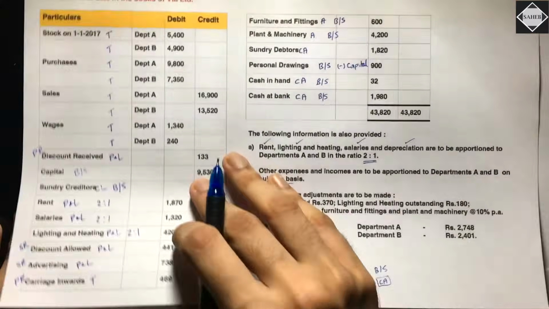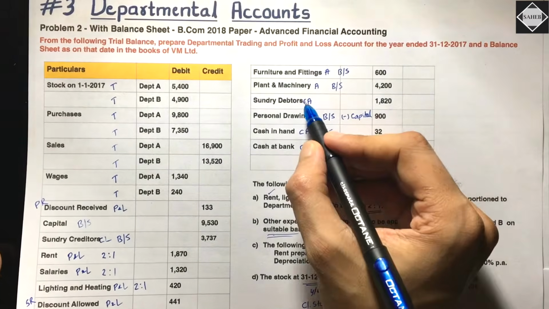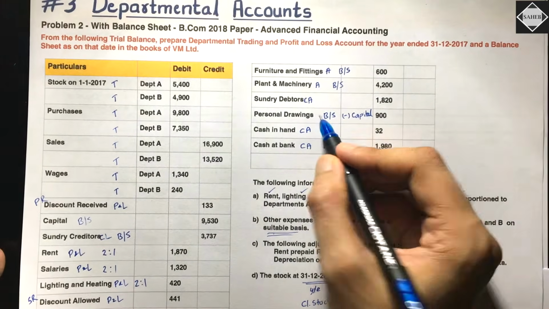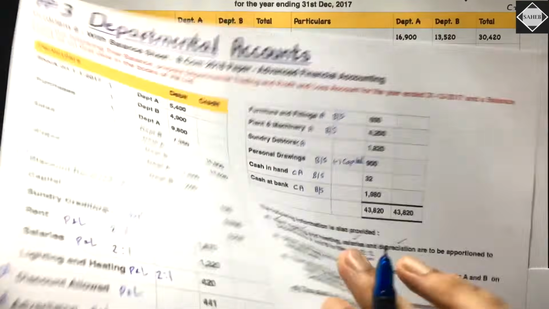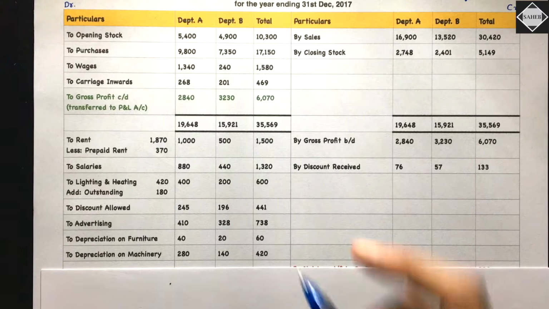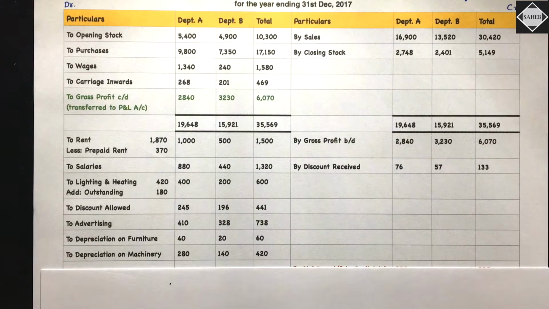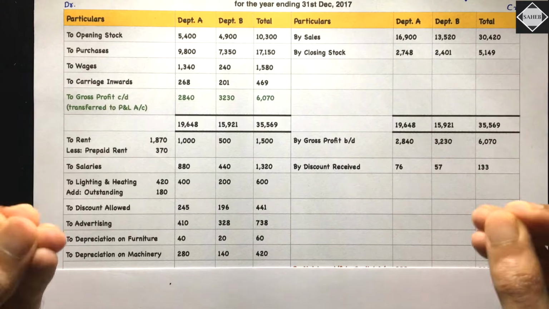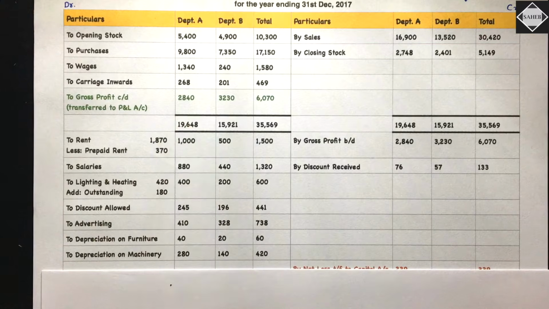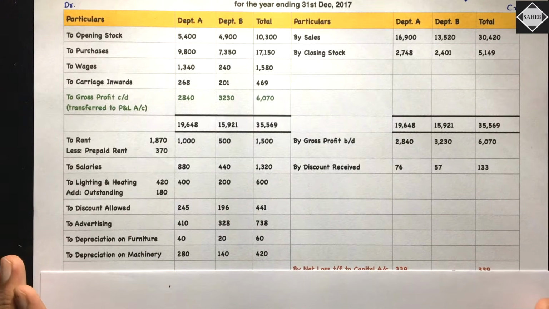Then everything is over. All P&L items we have taken. Nothing else is left, right? Sundry debtors, nothing regarding that in P&L. Personal drawings, no, all these are assets, and drawings we will subtract in capital. So we are done with everything in P&L, right? So now what do we have to do? Can we make the sum of total and balance that? No, we can't do that. Always remember, we have to do the departments separately first.